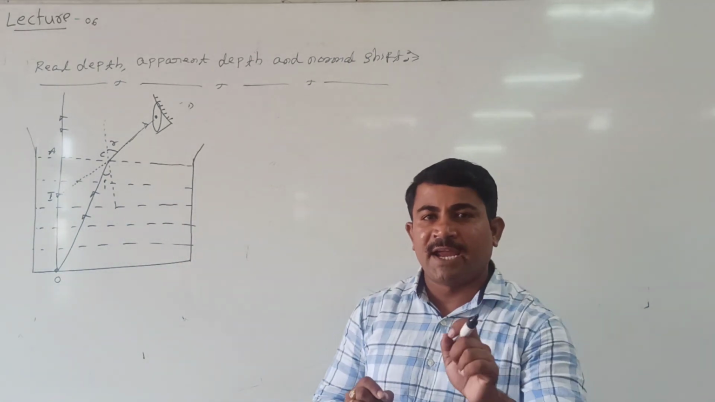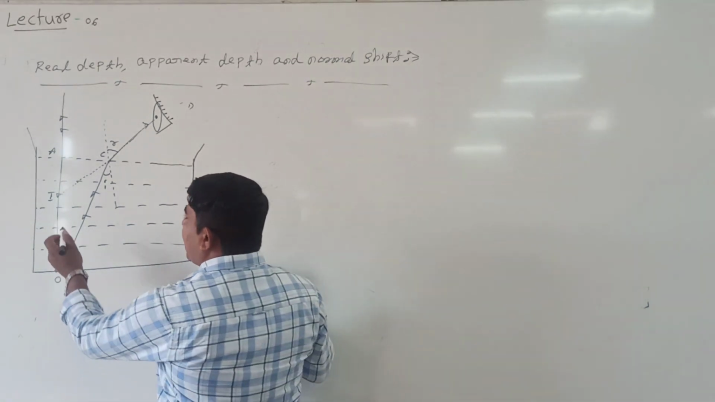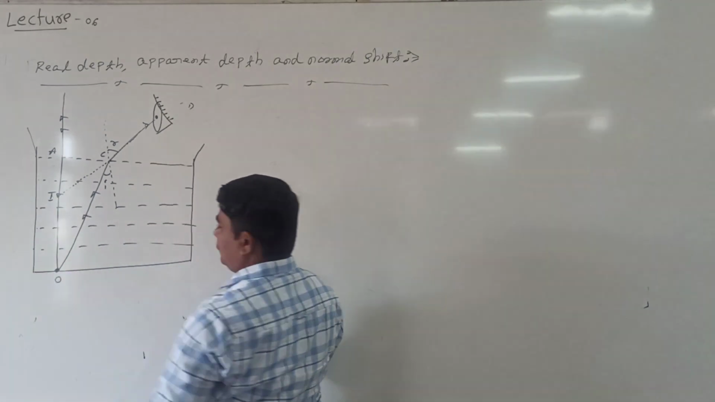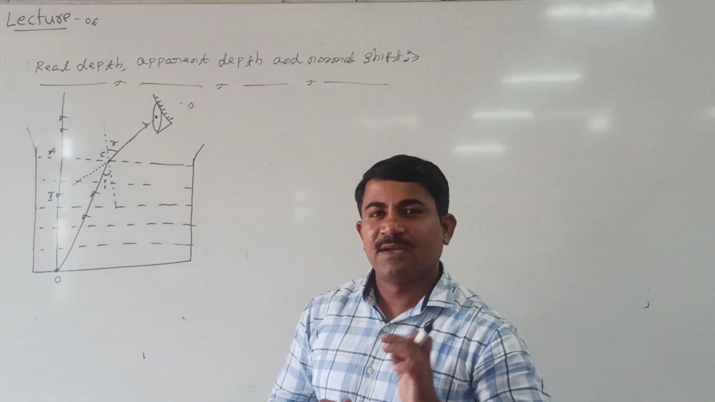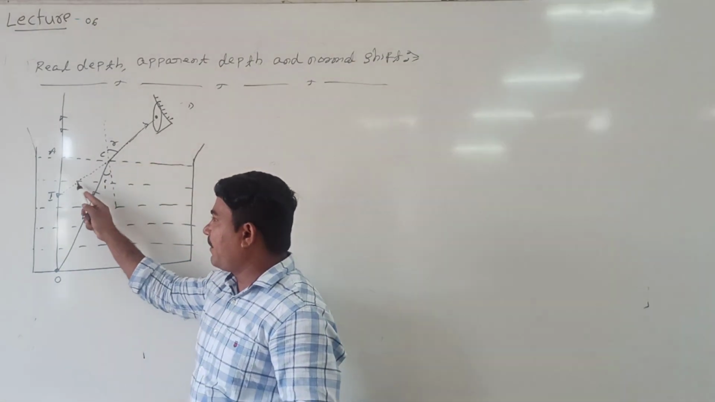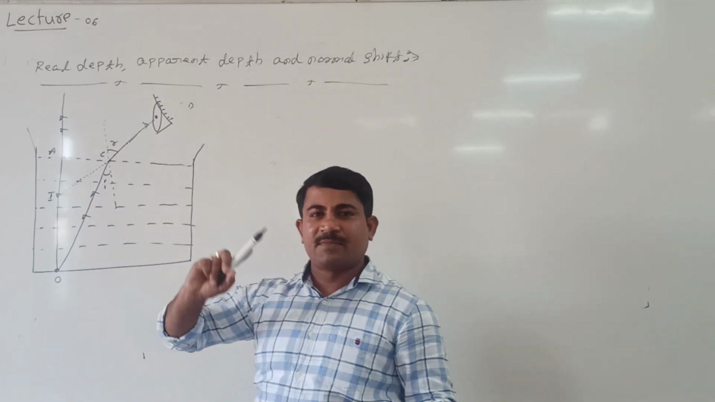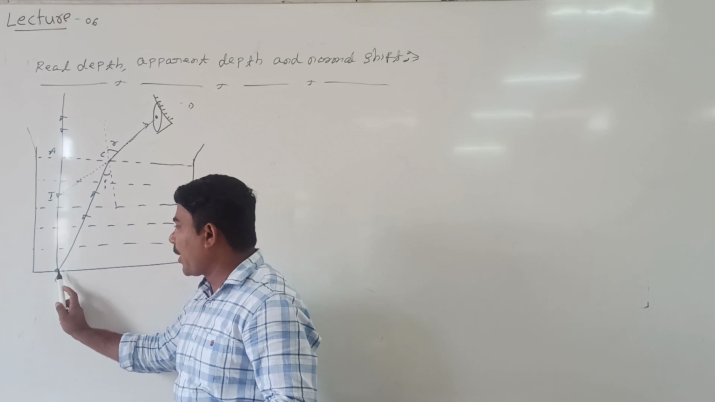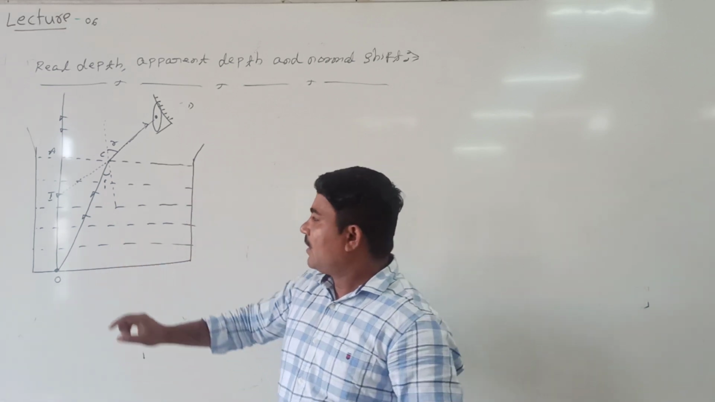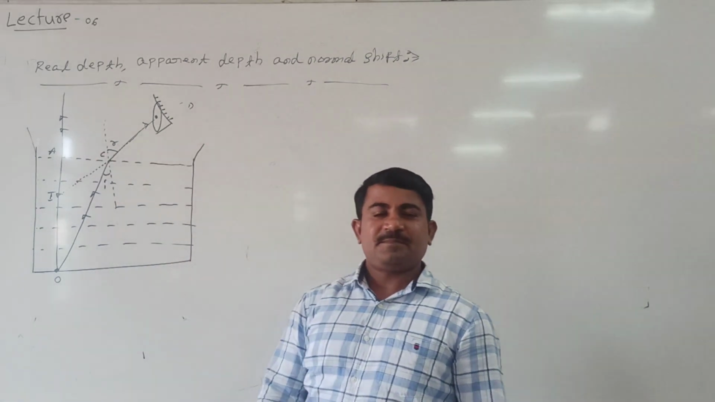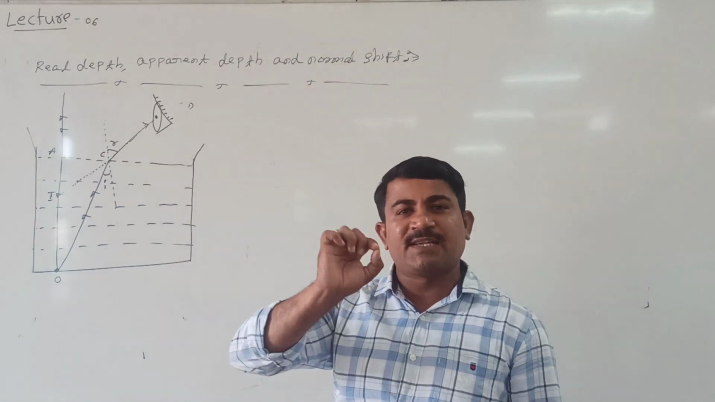At the point I, the coin appears at point I instead of at point O. How is it? Whenever the observer looks, the refracted ray meets at this point I. Then the coin appears at point I instead of point O. Then the distance AI is called the apparent depth.